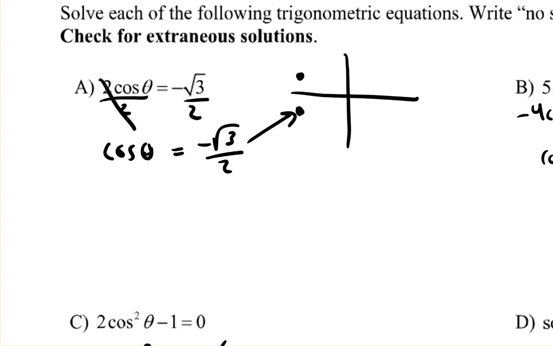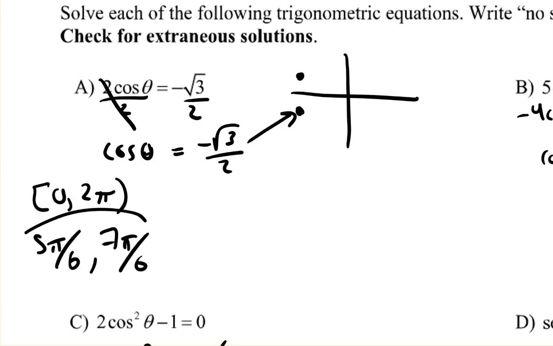We've got to be careful with the directions here, because that's a big part of lost points. If the direction said find your answers between 0 and 2 pi, one answer would be 5 pi over 6, and another answer would be 7 pi over 6. And you would circle your answer and move on.